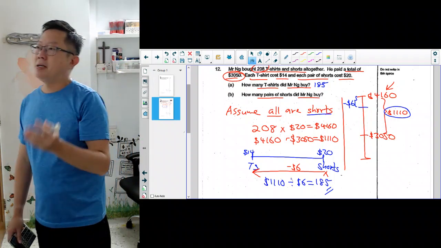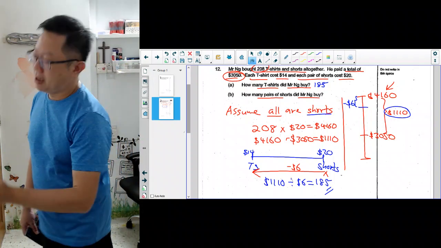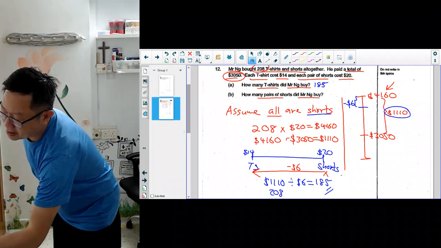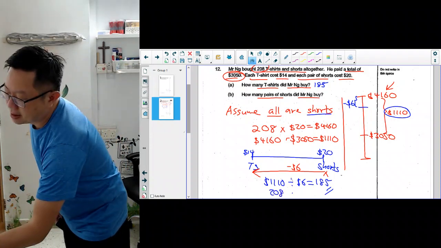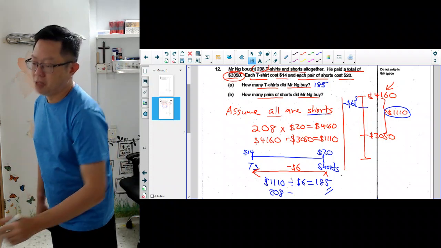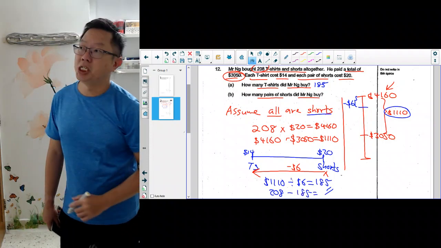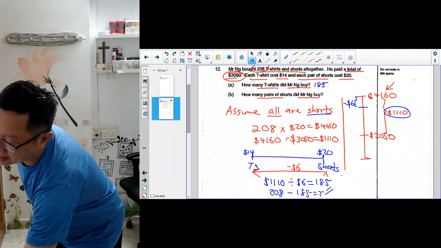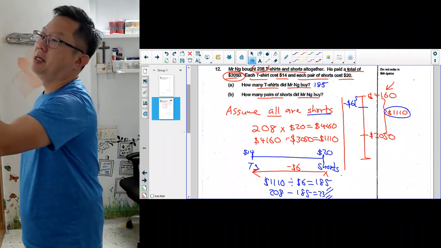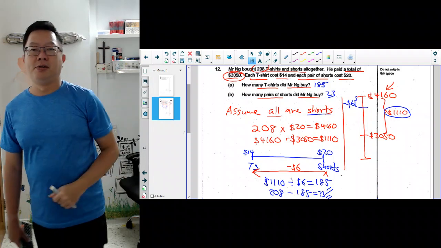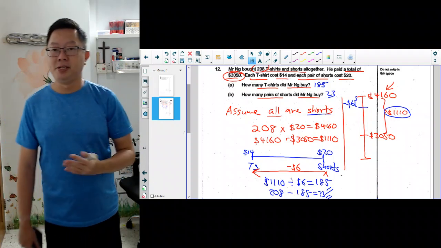Then how many pairs of shorts did Mr. Ng buy? If they are all together 208 clothings, and you minus the t-shirts, which is 185 t-shirts, that will give you how many shorts? That will give you 23 shorts, and your answer will be 23. So that's your full marks for this question.